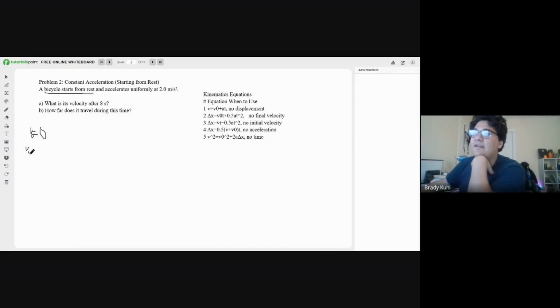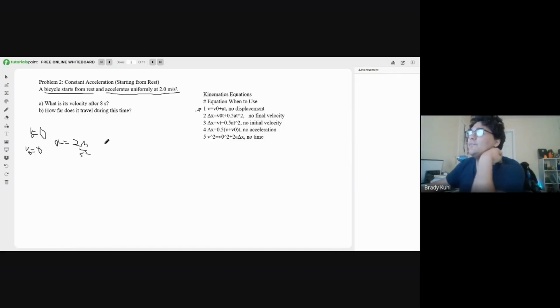I have bad handwriting, so I'm sorry about that. And it's always uniformly accelerating at 2 meters per second squared. Acceleration equals 2 meters per second squared. I love those types of formulas because all you need to do is use this one, because they don't want the displacement at the time.